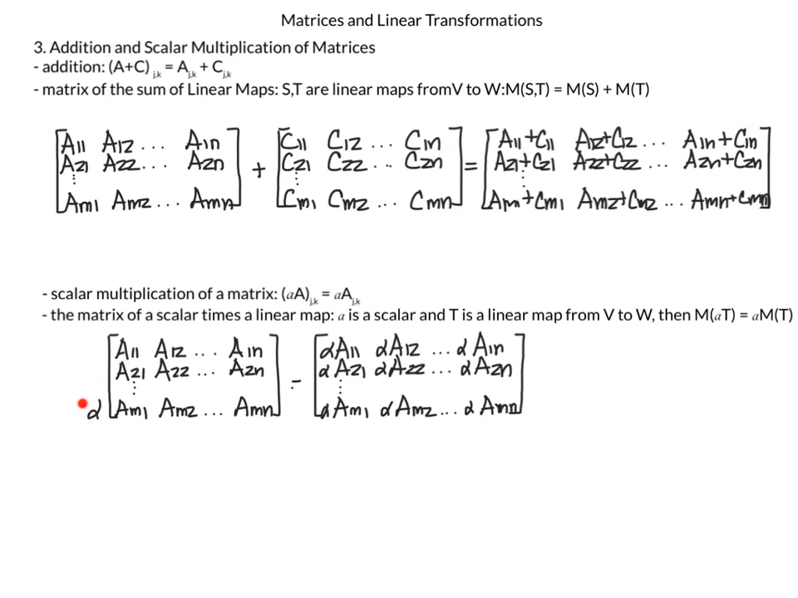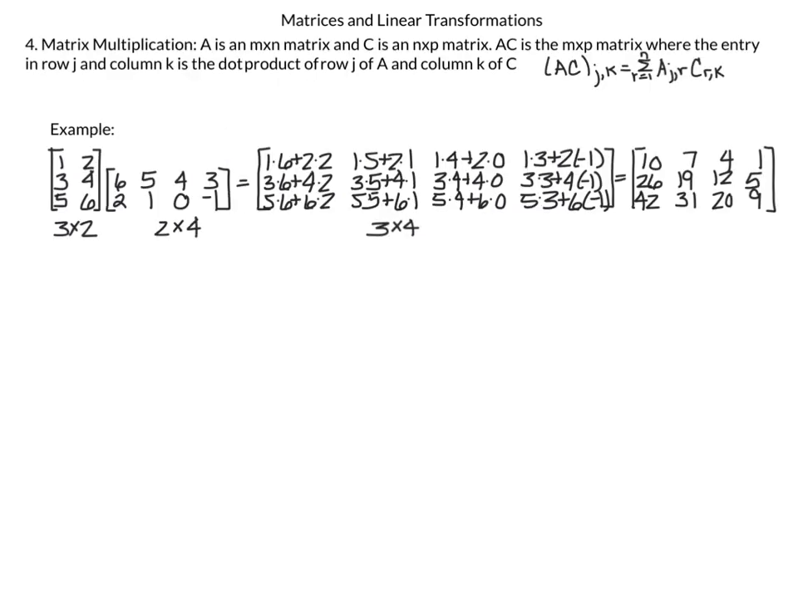So alpha, if this is a scalar, times our matrix A is equal to, now every entry, A11, A21, AM1, they're all multiplied by our scalar alpha. Our next column, every entry, A12, A22 up to AM2 is multiplied by a scalar alpha. Now to look at matrix multiplication, to get the entry of row J and column K, that's the dot product of row J and the column K. So let's look at this.